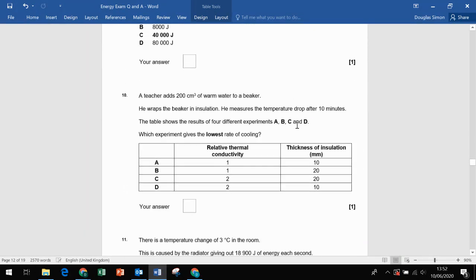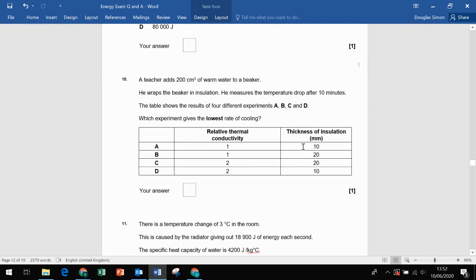The thickness of insulation, what is insulation going to do to the rate of cooling? It's obviously going to slow it down. So the thicker the insulation, the lower the rate of cooling. So here we want the slowest rate of conductivity of heat and the thickest insulation, which gives B.